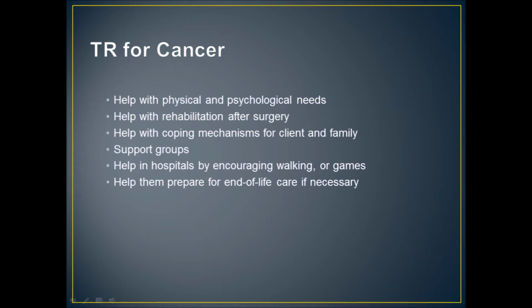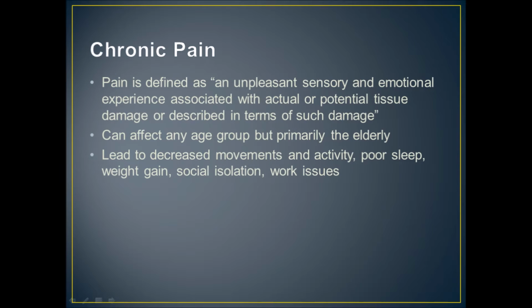As a TR in cancer, we can help them by dealing with the physical and psychological needs. We want to help rehabilitate after surgery if needed. So if they lose a limb or something, we can help with coping mechanisms for the client and the family, encourage support groups, help when they're in the hospital to encourage walking or games to get their mind off of what they're going through, and help them prepare for end-of-life care if absolutely needed.